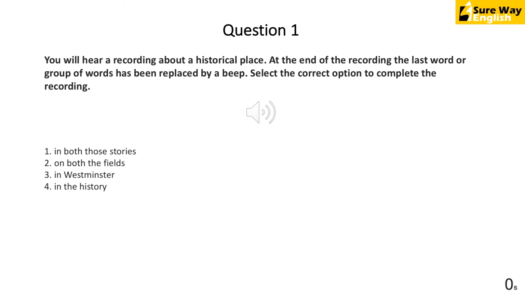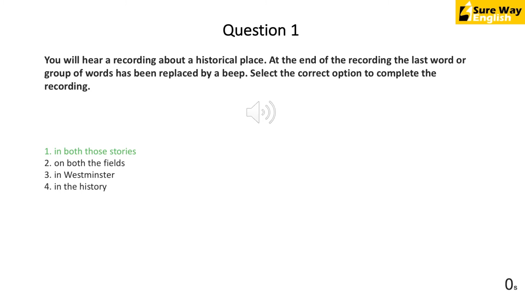Alright, so I'll give you a few seconds to finalize your answer choice. Alright, and the correct answer is, first one, in both those stories. So now before we look at the transcript, what the audio was, do you remember the last few words? The last few words were, Somerset House is an important player. Important player. So you can be a player in something, yeah. So it could be in both those stories, in Westminster, in the history.